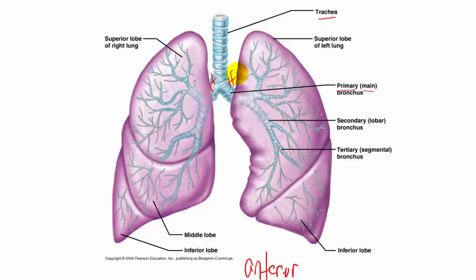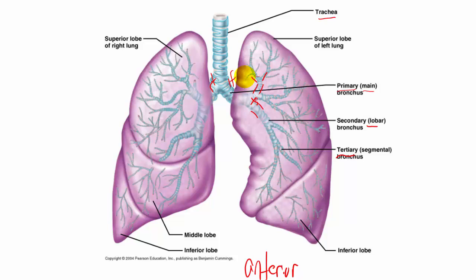After the primary bronchus, it separates right here into the secondary. So there's one secondary, there's another secondary bronchus, also called lobar. And then the secondary splits again into the tertiary or segmental. The tertiary is going to split again into the quaternary, and so on, about 23 times.